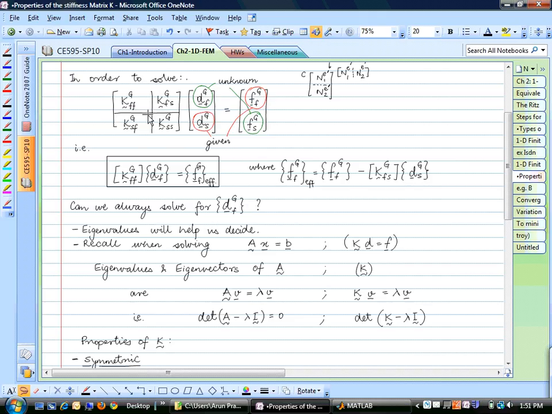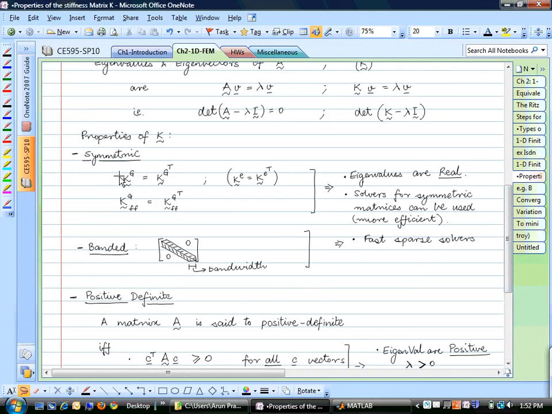How about this? Is this symmetric? Is this matrix going to be symmetric? It's not symmetric. It might not even be square. It might actually be rectangular, right? But if you take the transpose of this matrix, that will be equal to this.